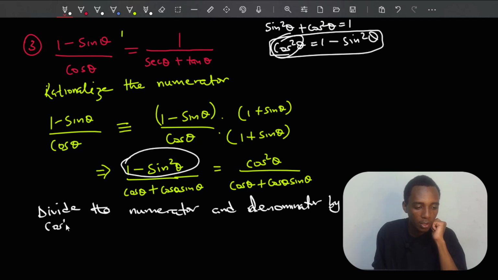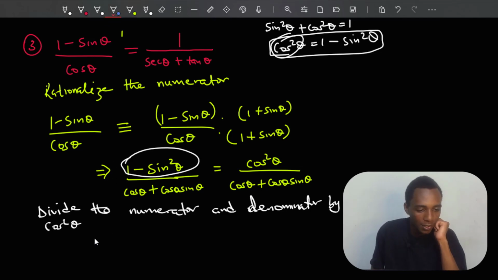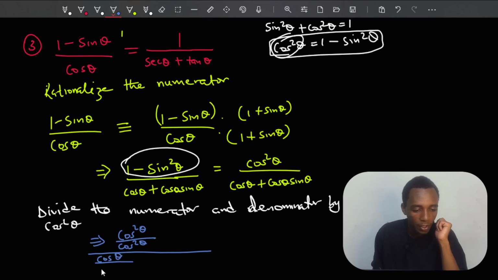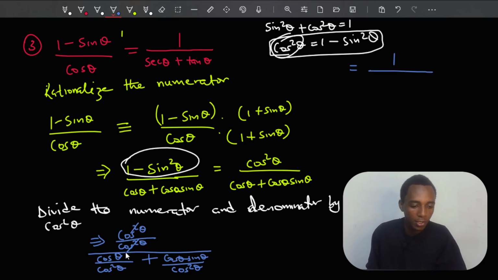By cos squared theta. So if we do that, let's see what we'll have here. Cos squared theta divided by cos squared theta, divided by, so for this here we have cos theta divided by cos squared theta plus cos theta sine theta divided by cos squared theta. So everything here cancels. We have 1.